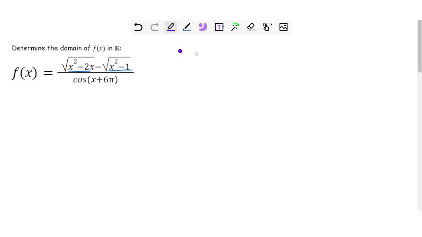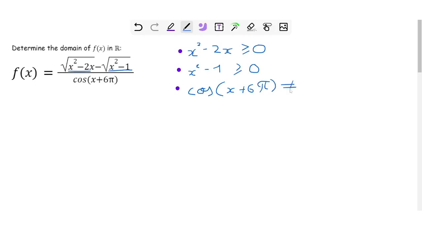So those are going to be our first conditions. We need x squared minus 2x to be non-negative, and we also need x squared minus 1 to be non-negative. And we see here that we have a quotient, which means that our denominator, cosine of x plus 6 pi, also needs to be different from 0. So that is going to be our third condition. So we have cosine of x plus 6 pi needs to be different from 0.